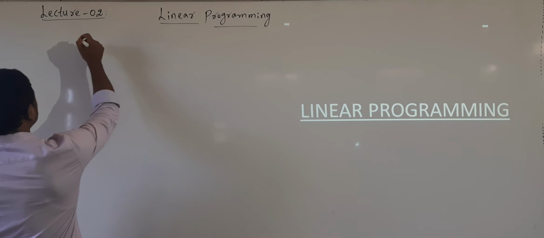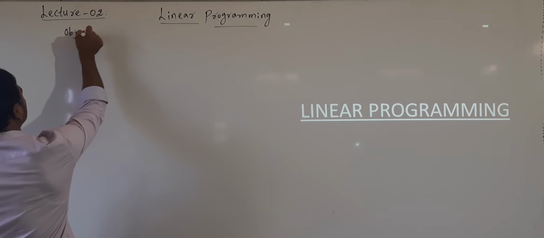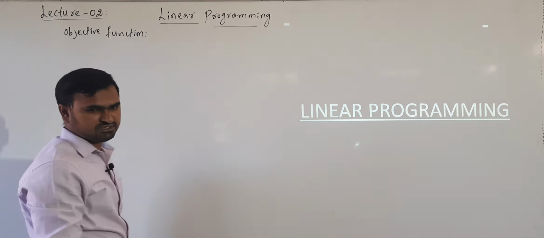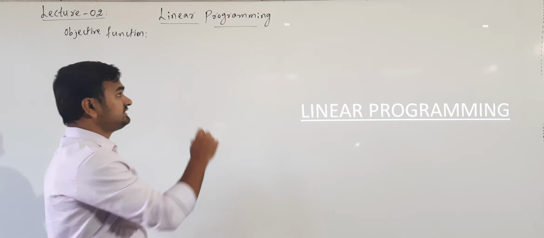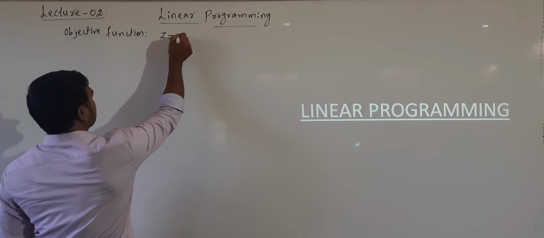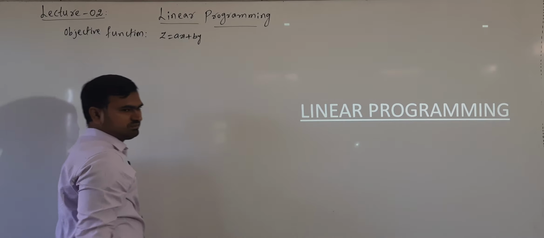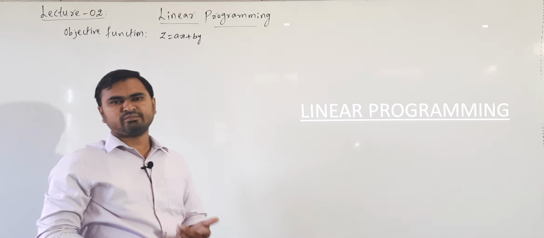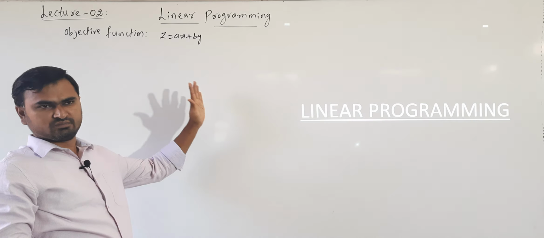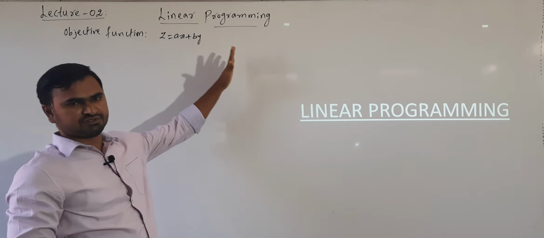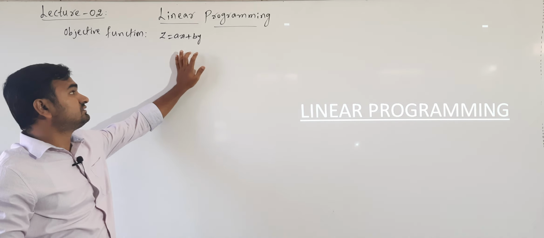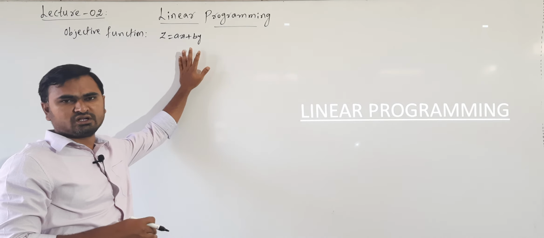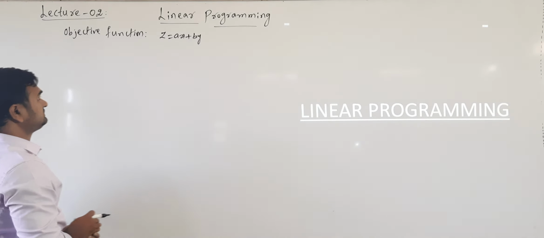So first we are defining the objective function. What is the objective function? A function of the form z = ax + by, which has to be maximized or minimized in a given linear programming problem, is called the objective function.